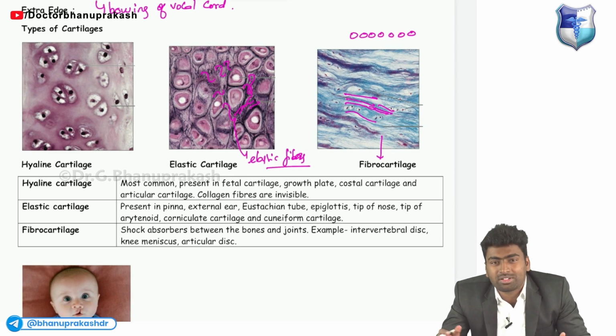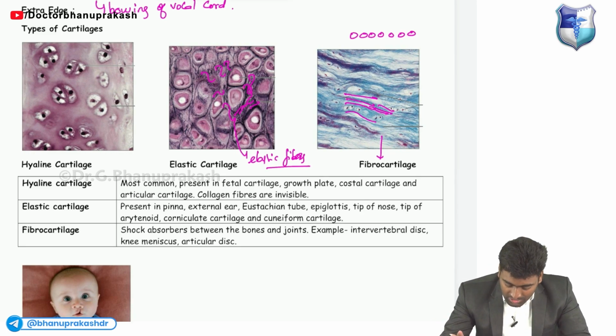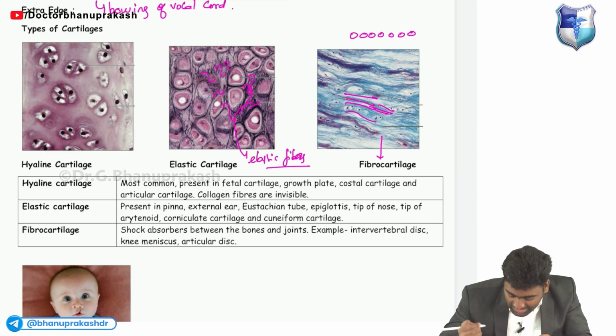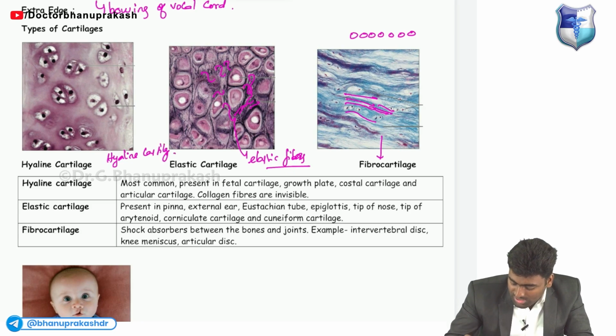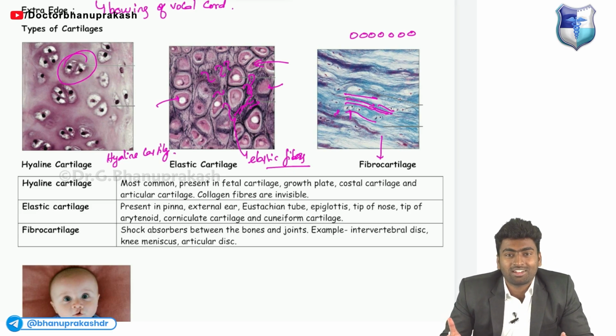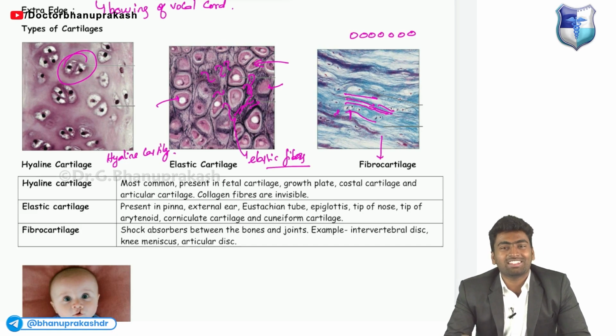Whereas if there are no fibers and it is clear, it is hyaline cartilage. Most fibrocartilages are single. Here also they are single, whereas hyaline cartilage is mingled or in pairs.